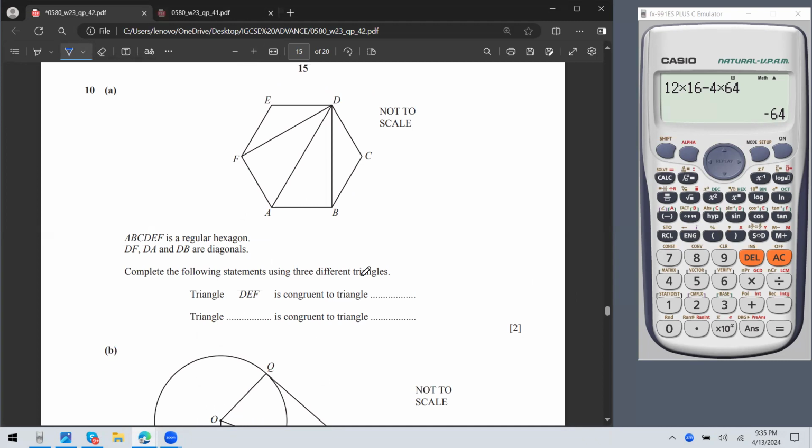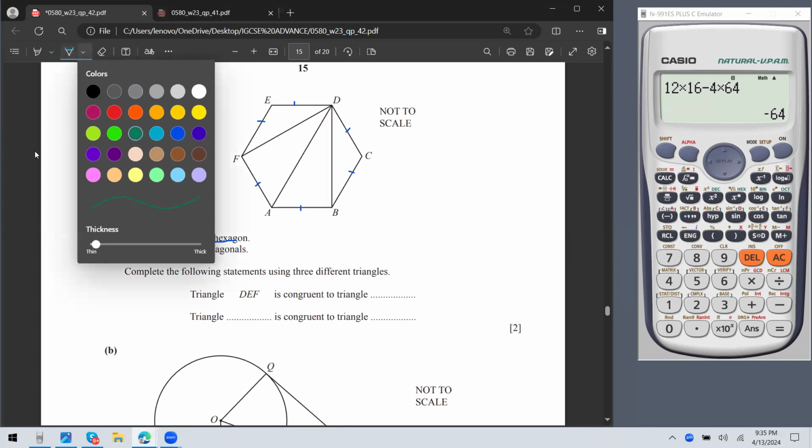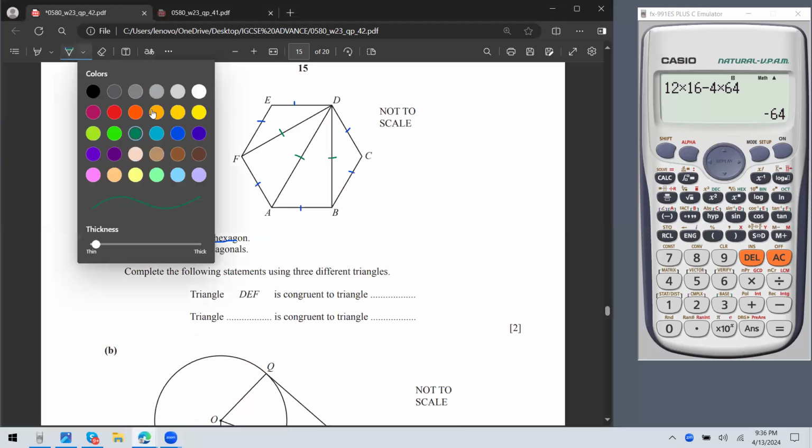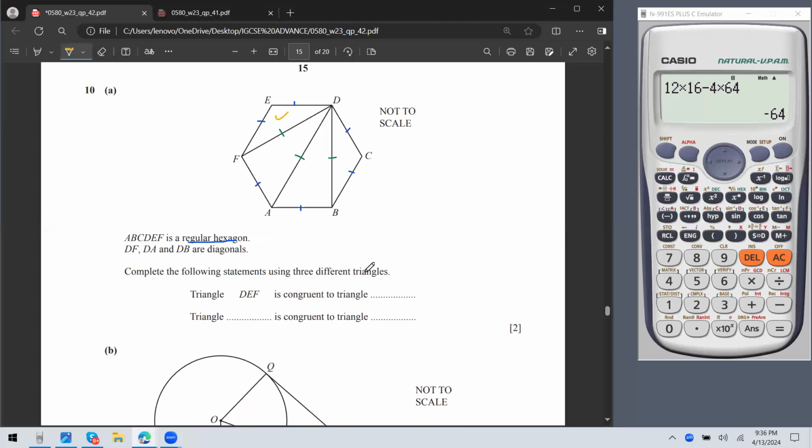Okay, so let's continue. We have a regular hexagon. That means all the sides are equal and the diagonals are also equal, because if it's regular, then all the diagonals must be of equal length. Same distance throughout. Triangle DEF. Where is the triangle DEF? This one is congruent to which one?